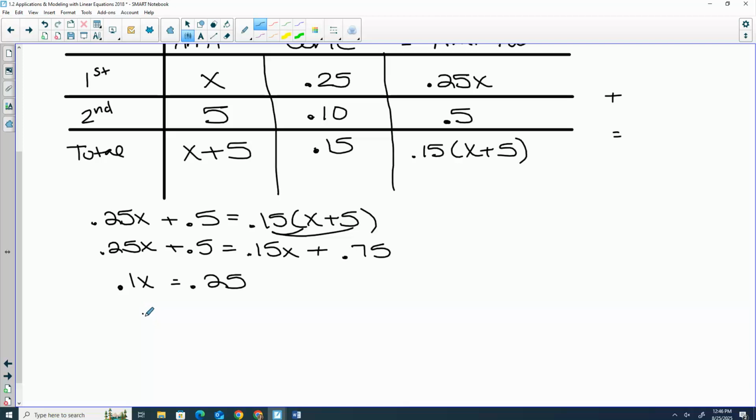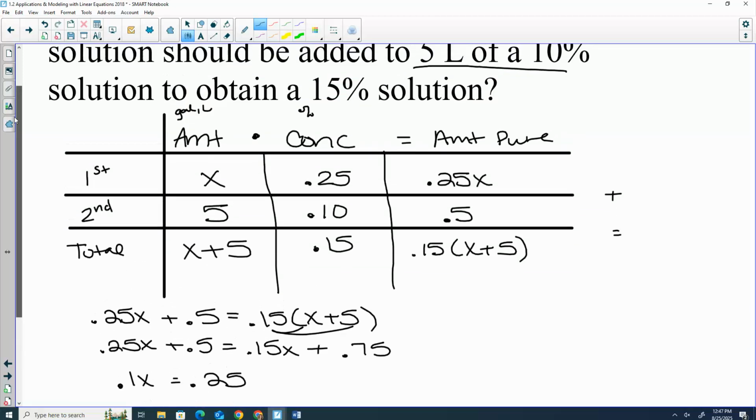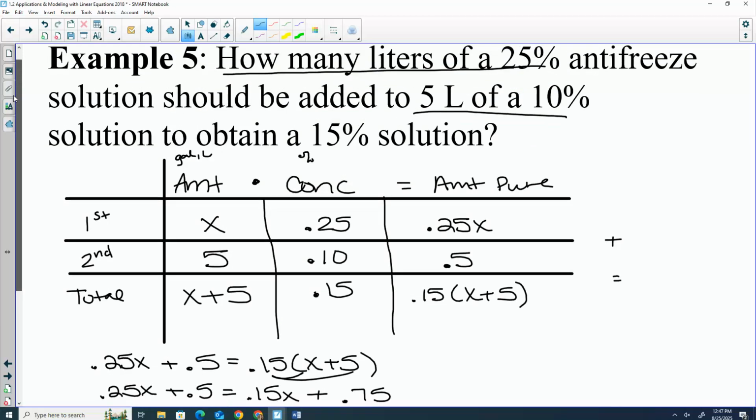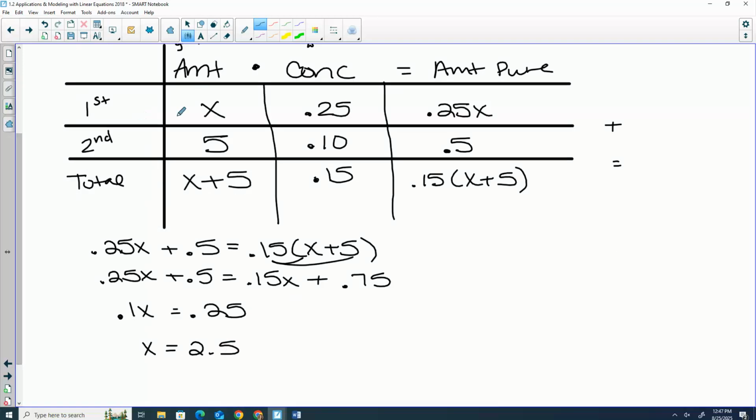Divide by 0.1. We get 2.5. What do we do next? Write it in a sentence. So the question was, how many liters of the 25% solution? And that's what X represented.